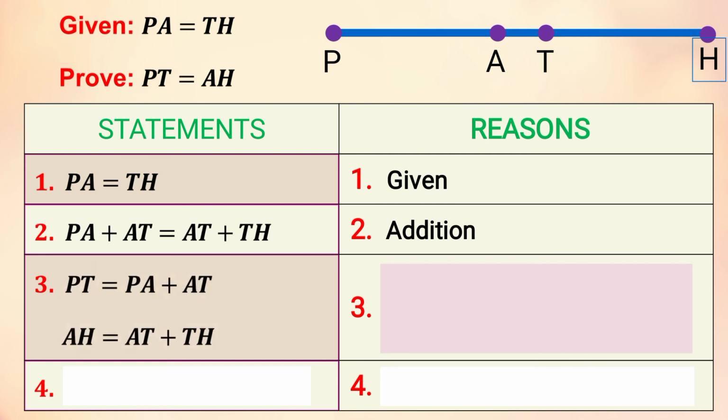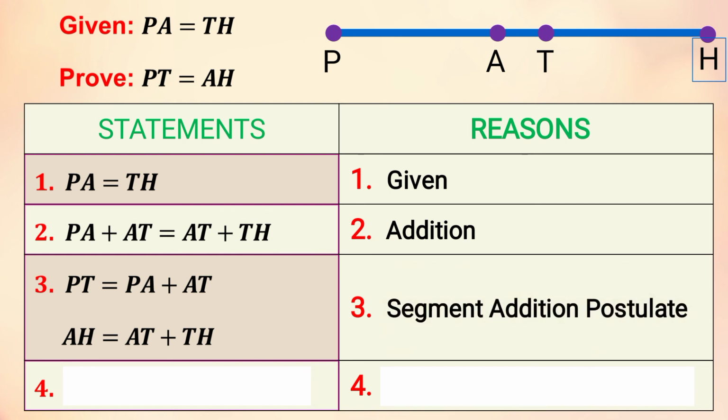And for the third statement, we can conclude that PT is equal to PA plus AT, and AH is equal to AT plus TH. And the reason for this is segment addition postulate. And lastly, we can prove that PT is equal to AH by substitution. So there are different techniques on how to prove a certain theorem or a certain statement. Make sure that the statements are in logical order since a proof is a chain of true statements.